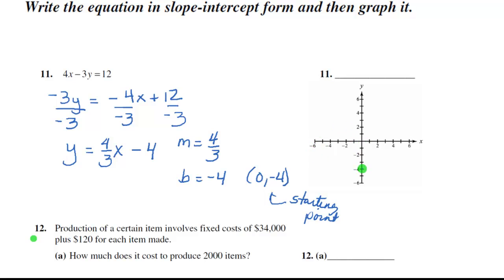So (0, -4). Let's put a point there. And then over here we know that the slope is positive 4/3. We expect our line to rise. So we're going to go up 4 and right 3. So from our y-intercept, we count up 4, right 3, put a point there, and now we're going to connect those 2 points, and that'll give us the graph of our line.